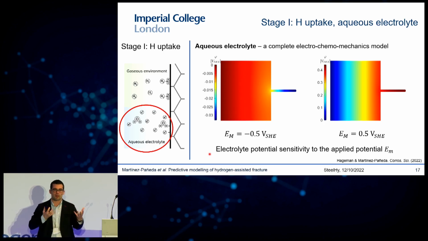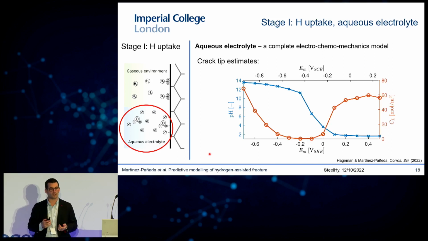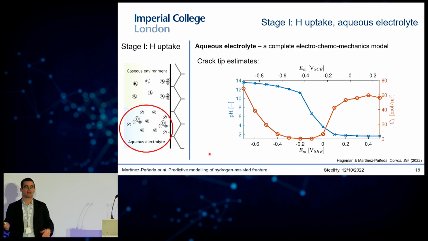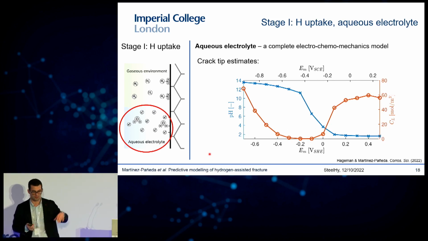So you have a virtual platform that allows you to change the environment and see what is the uptake of hydrogen. We have exploited that also to build some maps to establish relationships between the applied potential or the environment and the hydrogen uptake at the crack tip. And this is the kind of behavior that you will see, as you would expect. You have this transition, these three regimes.